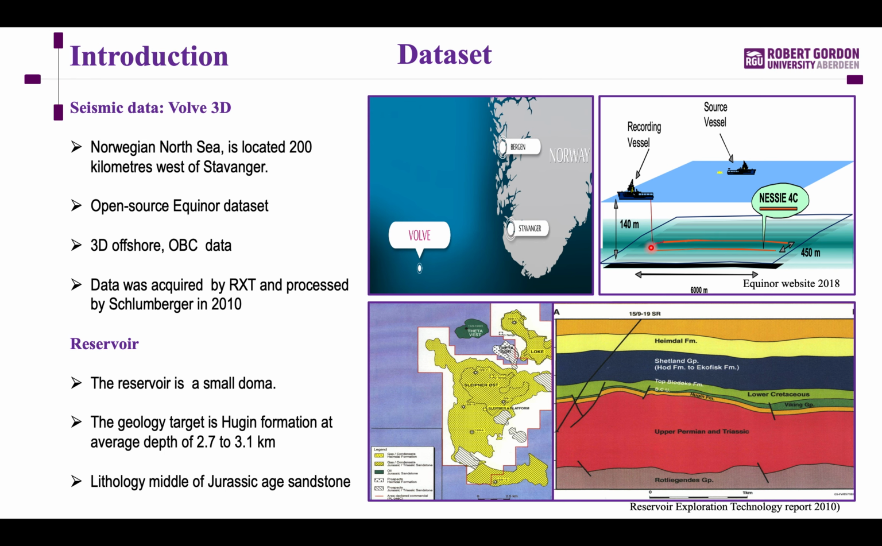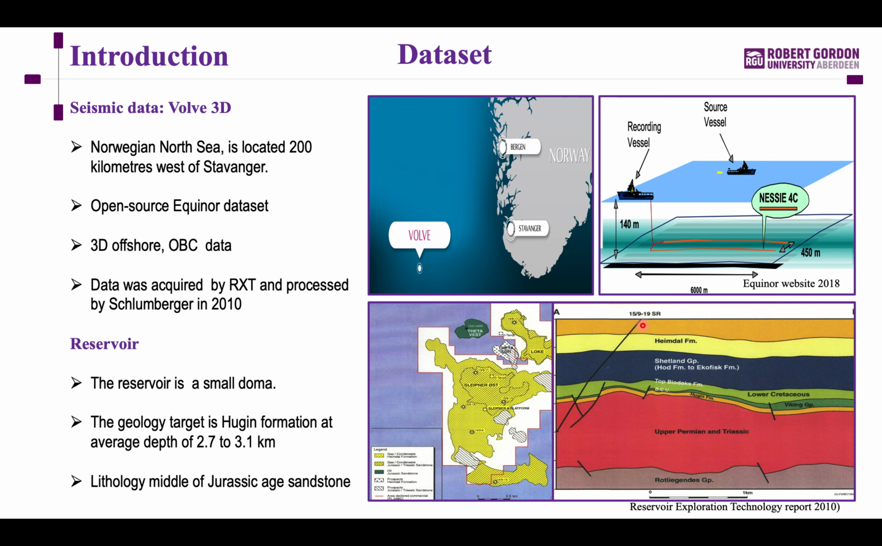This data is acquired by a company called RTX, which is Reservoir Exploration Technology, and is processed by Schlumberger in 2010. The main reservoir in this area, which you can see here in green, is the Volve field, which is Jurassic oil sandstones. And you can see in this map, highlighted by the orange colors, the huge formations where there are different faults, and these are the directions of the wells drilled here.